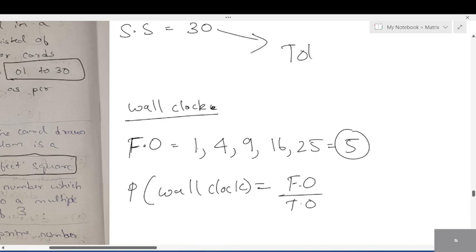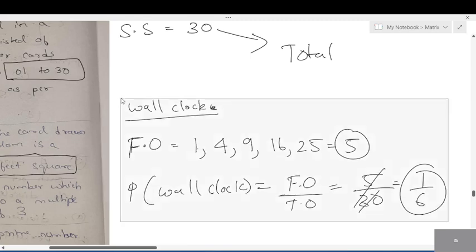This is total outcome. So what's the answer? 5 divided by, what's the total outcome, students? 5 divided by 30, the answer is 1 by 6. Is it clear? Did you understand now how to read and solve this?